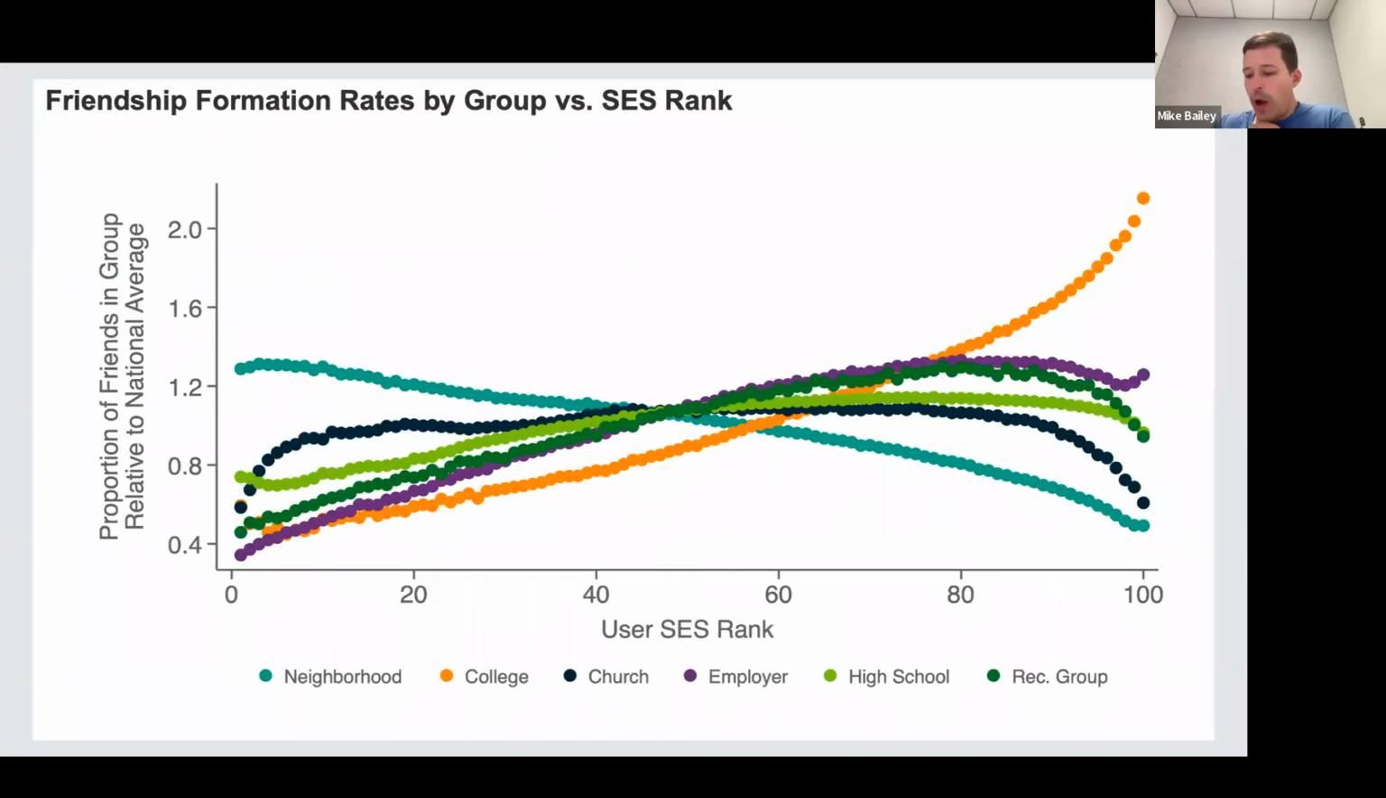Anyways, if you look at where users are making friends, you end up with a pattern where the poor tend to make a much higher proportion of their friends in their neighborhood. The rich make a much higher proportion of their friends from college. For other groups like church, employer, and high school, it's lower at the bottom end of the income distribution and a little higher at the top, but smoother than in other places. So this makes us think there could be a friend decomposition effect.